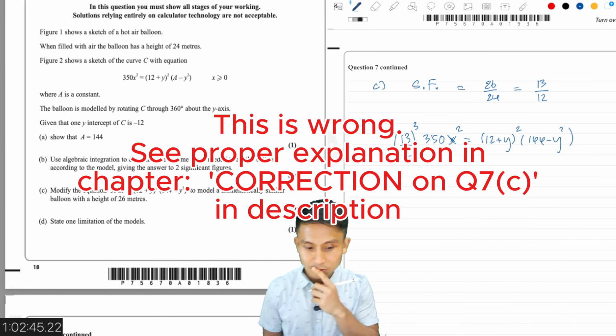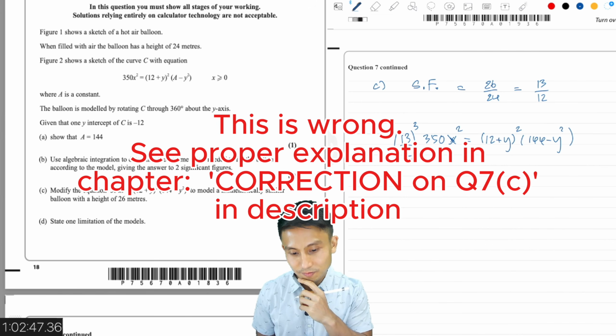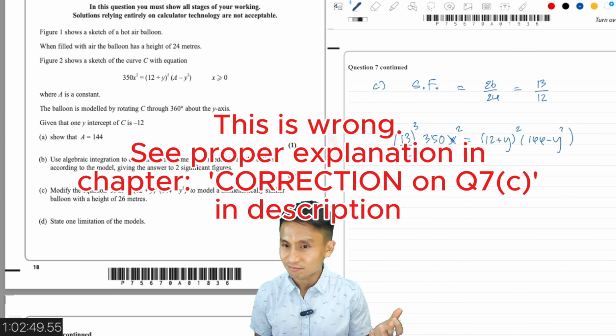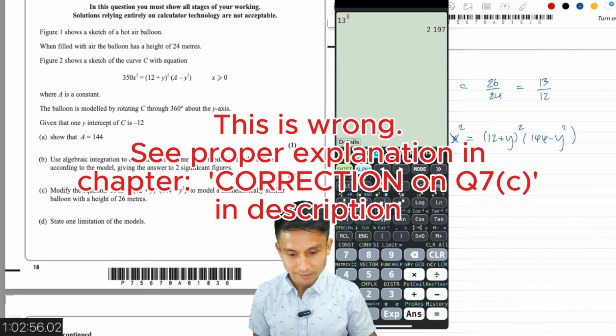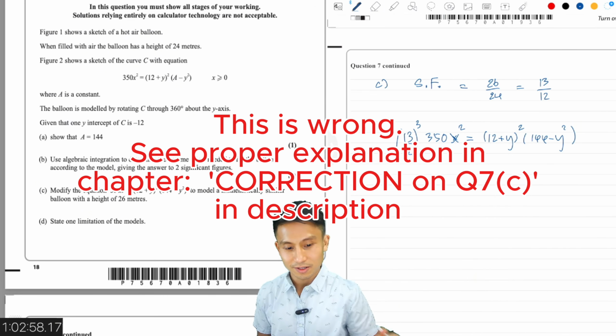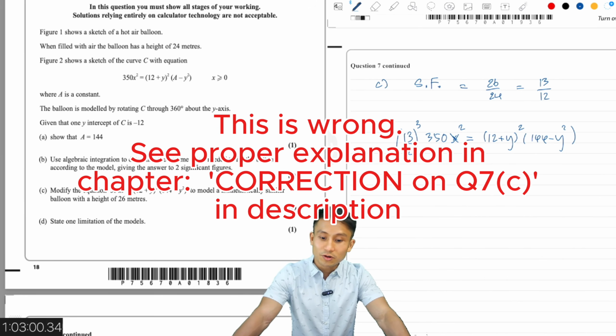Okay, now do we need to simplify this? Well, probably not. Well, okay, let's just get some idea there. That's a large number. 13 over 12 cubed. Yeah, I would probably go with that.